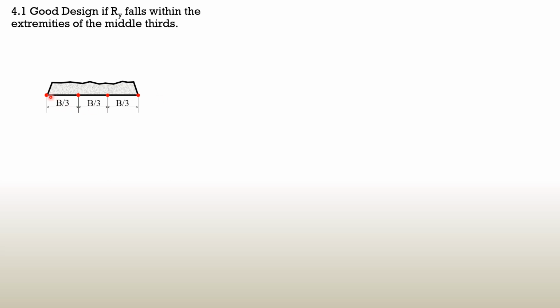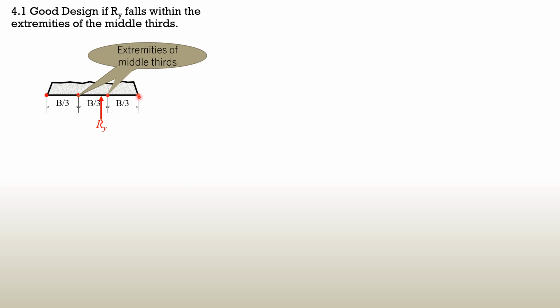So if we divide the base B into three equal parts, then these two points here, the inner points of division, are called the extremities of the middle thirds. If Ry falls within that, or including this boundary, then we have a good design. So that's the position of Ry, because it is closer to the toe.